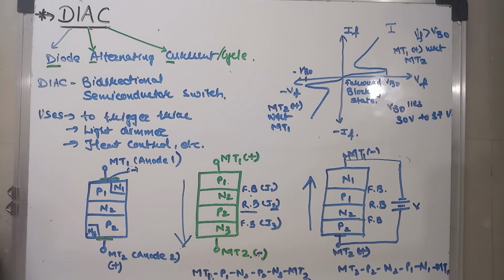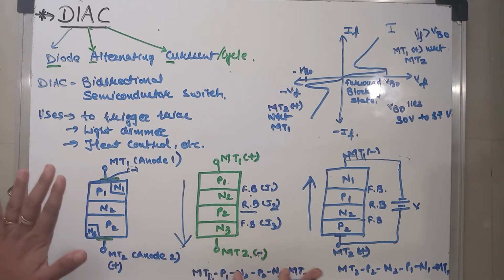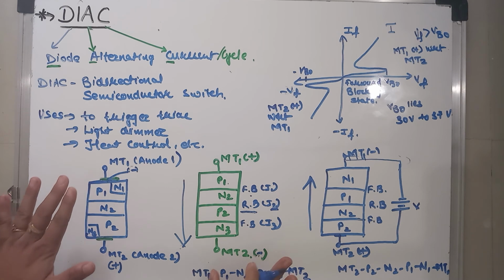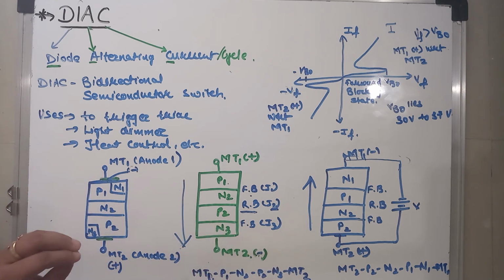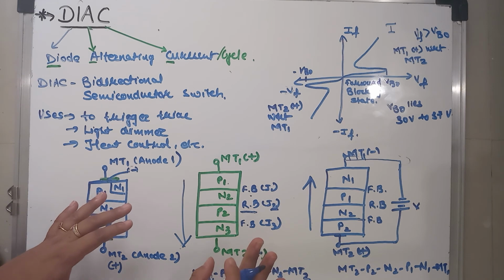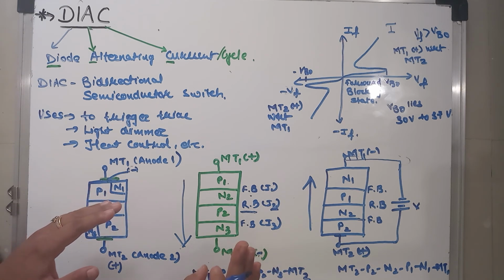Okay, see here, there is no control terminal as in the triac and SCR. So it is not a latching device, it is simply a bidirectional switch, which can be turned on by applying a voltage exceeding the breakover voltage, and it can be turned off by reducing the voltage below the breakover voltage. So it is a bidirectional switch which is widely used to trigger the triac.